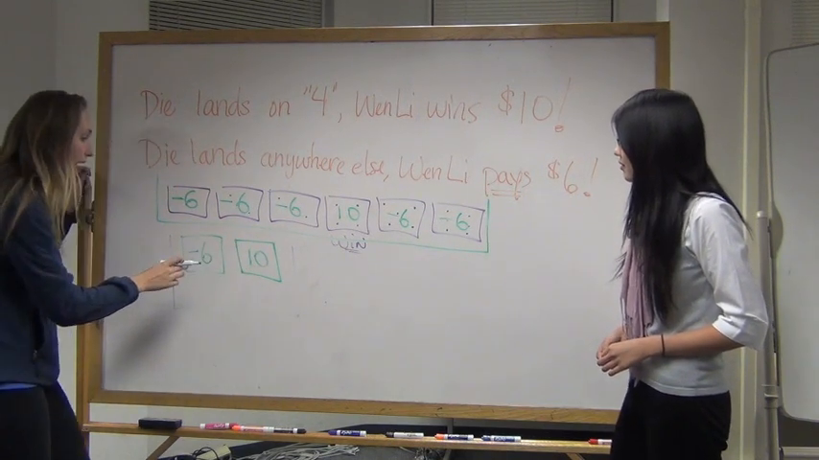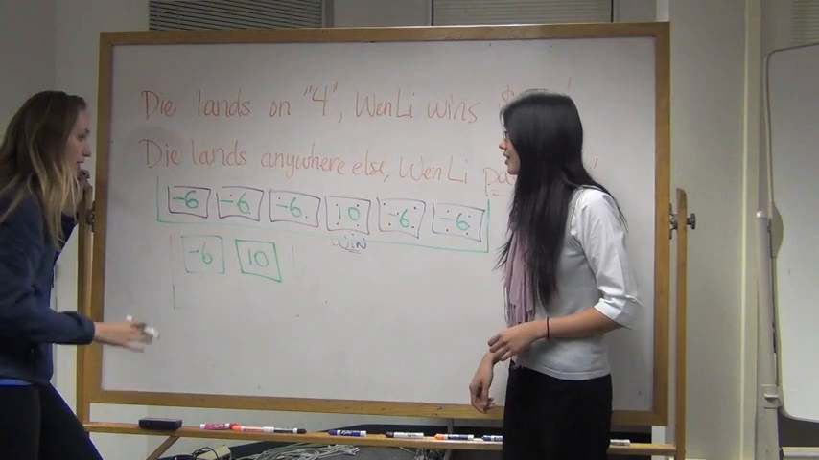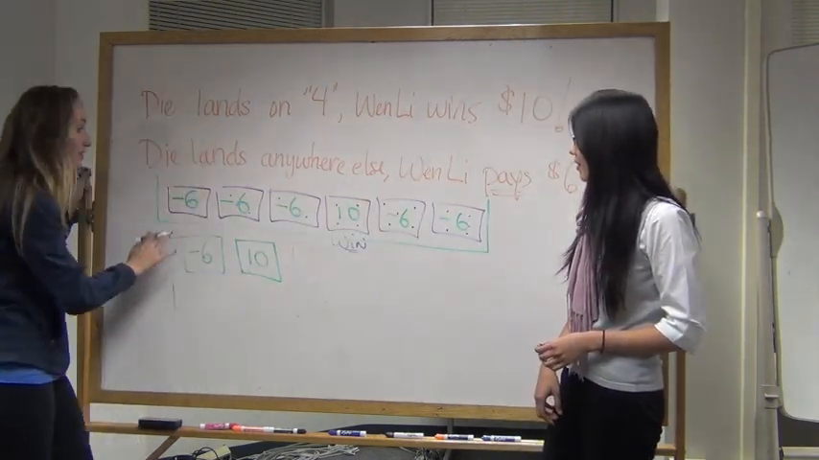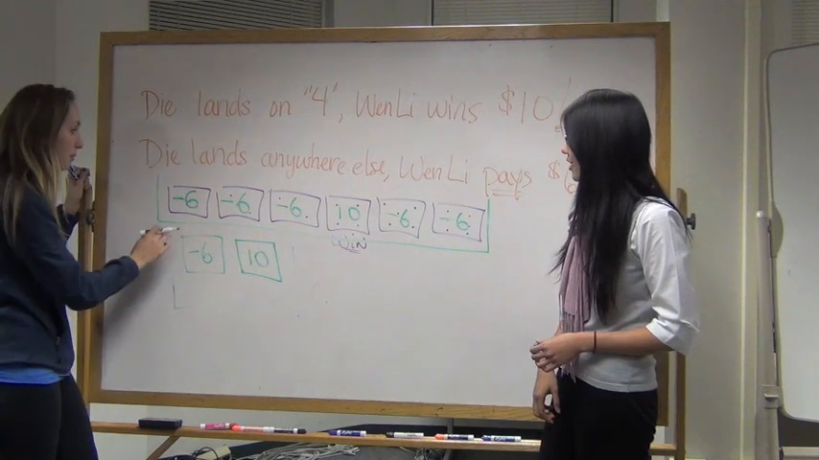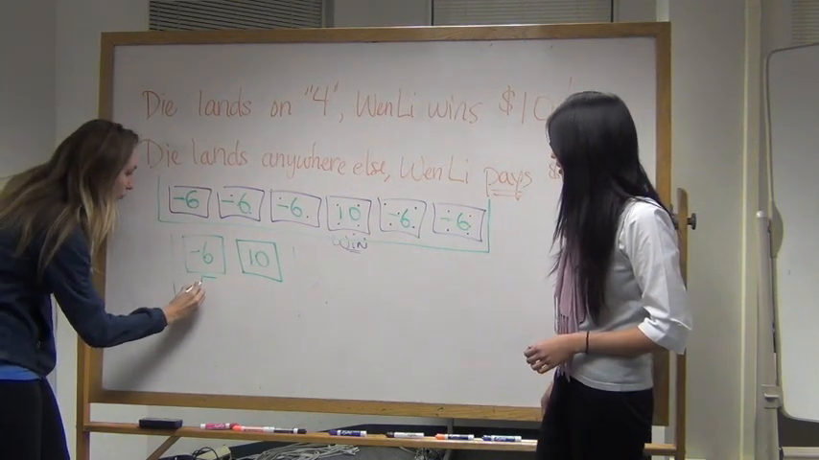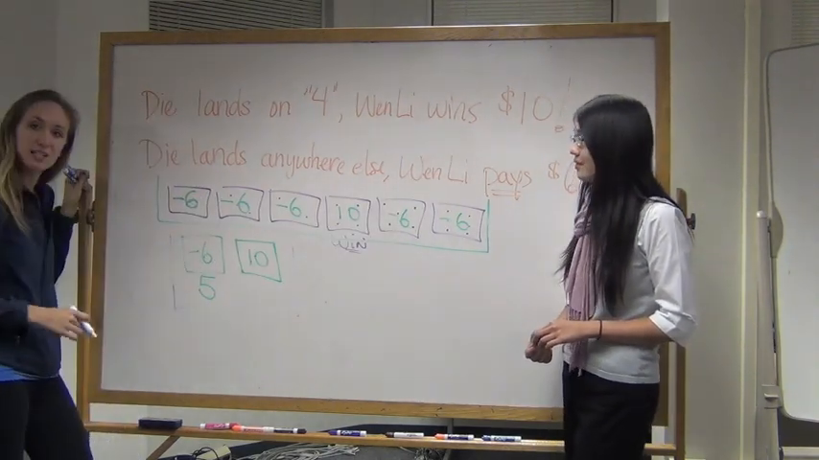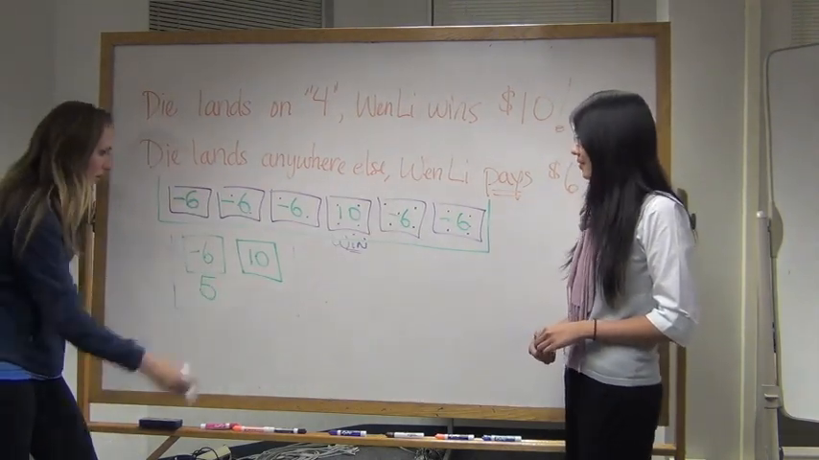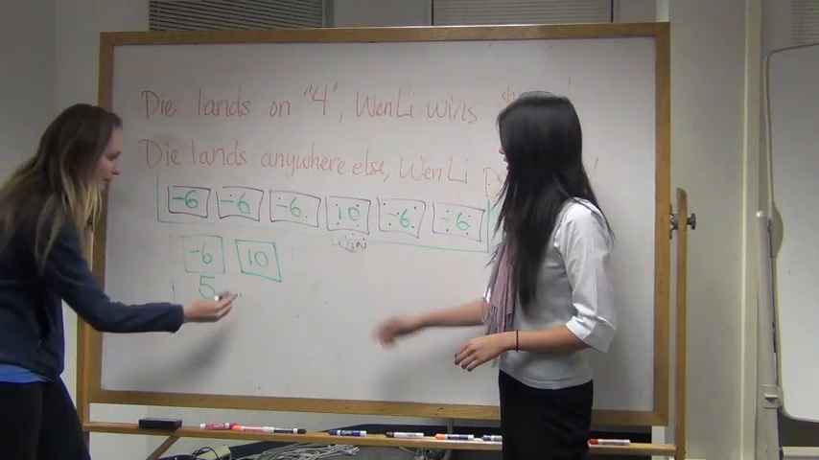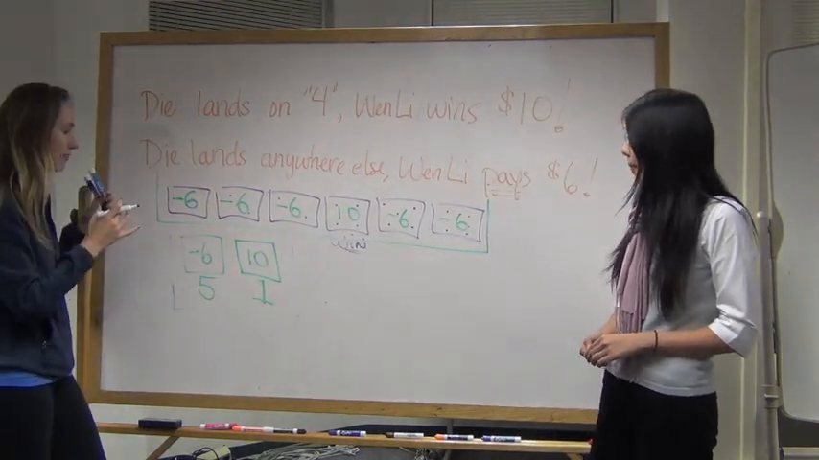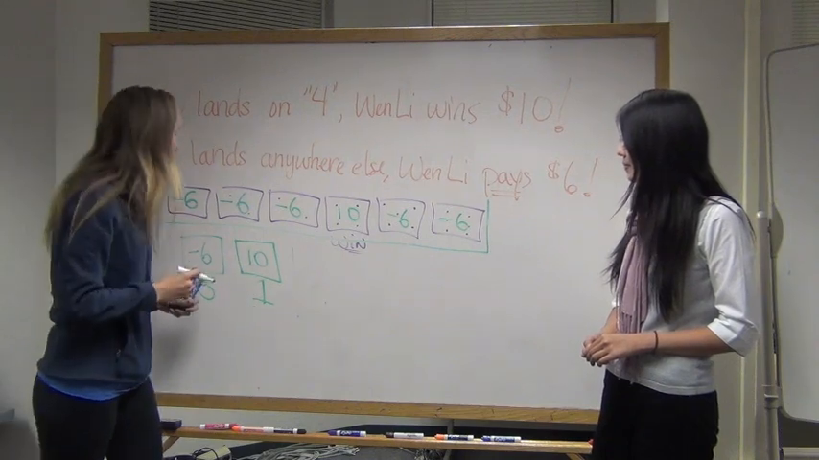Now I need to make sure that I remember there wasn't just one negative six ticket. I need to represent it fairly. There were lots of them, right? Yeah. There were five ways that Wenli could lose $6, because there were five losing sides of the die. And how about this one? I think there's only one way I can get that $10. Only one way. Perfect. So we have basically simulated, and Wenli is now ready to roll.